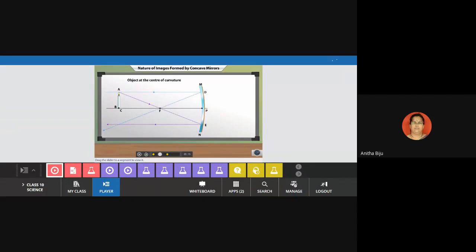Okay. Now let us see the complete diagram. Now you can draw the diagram. If you draw it particularly accurately, then you will get the point of intersection at C.